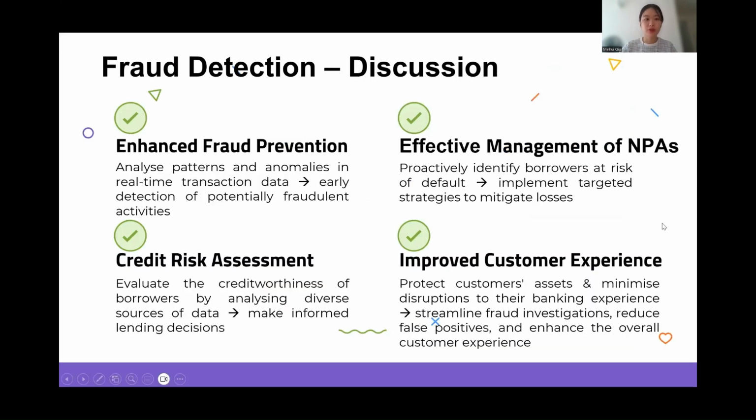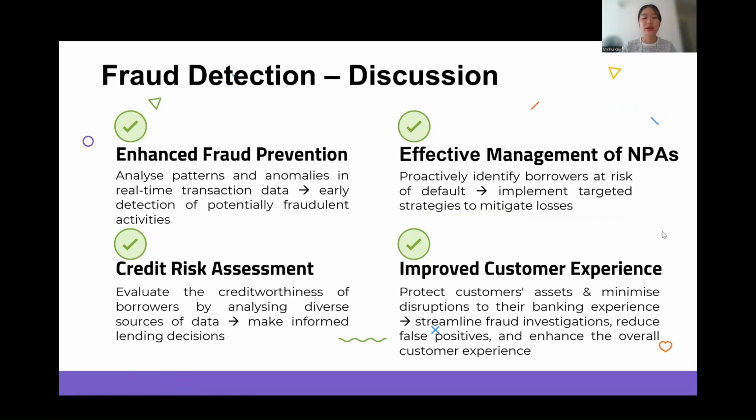In the case of fraud detection, we believe that AI can play a pivotal role. It can analyze patterns and anomalies in transaction data in real time, enabling early detection of potentially fraudulent activities. These models can continuously learn from the new data and adapt to evolving fraud tactics, making them highly effective in detecting sophisticated fraudulent schemes. Banks can thus take immediate action to prevent financial losses.